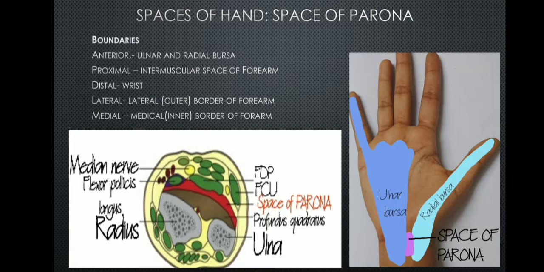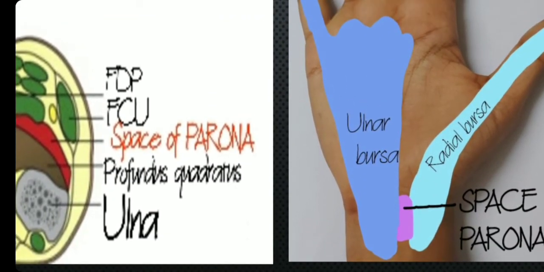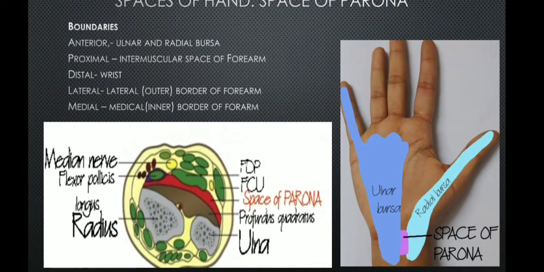The forearm space may be infected through infections of the synovial sheaths, especially the ulnar bursa. As you can see in the image, this is the ulnar bursa and this is the radial bursa, and the space of Parona lies in between the ulnar and radial bursae, somewhere here. So this is the place for the space of Parona, lying between the ulnar and radial bursae, where the ulnar bursa covers the flexor digitorum profundus and superficialis tendons, and the radial bursa covers the flexor pollicis longus tendon.